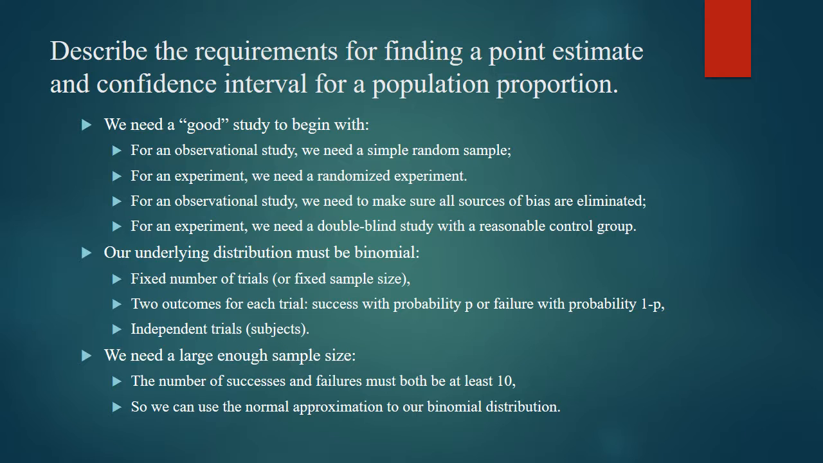And in an experiment, we want a double-blind study with a reasonable control group, a control group that receives either a placebo or a conventional treatment as opposed to nothing at all. So we can take into account the placebo effect.